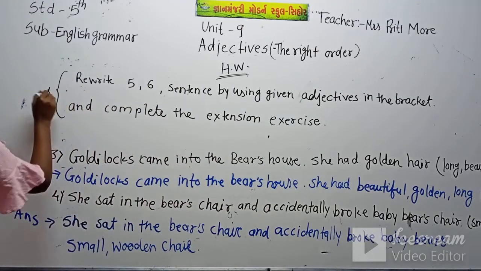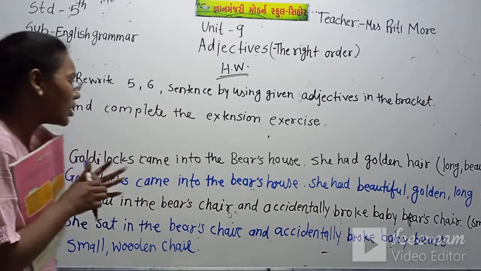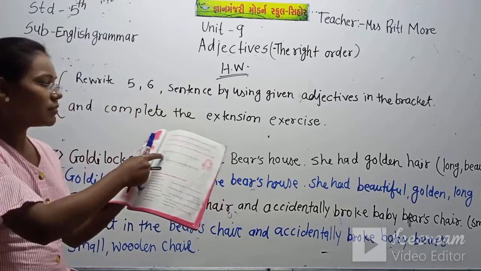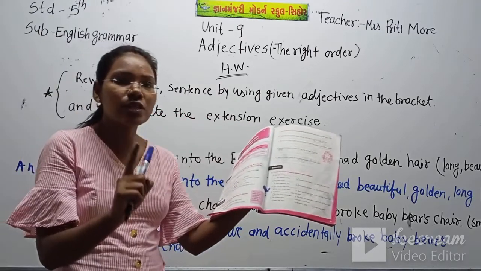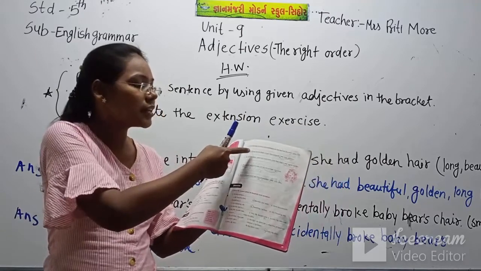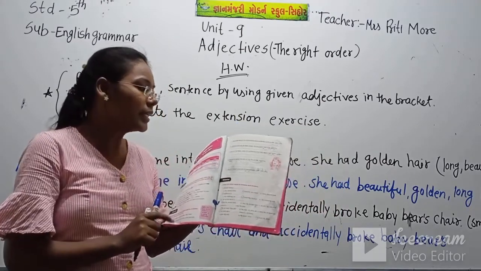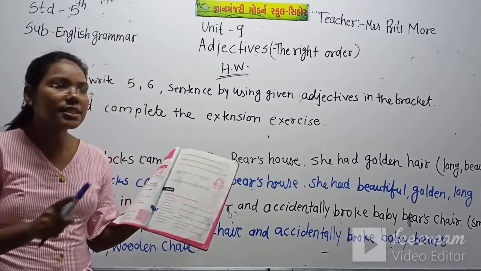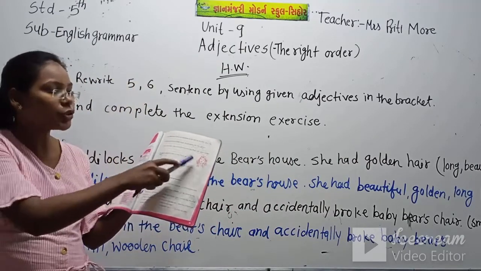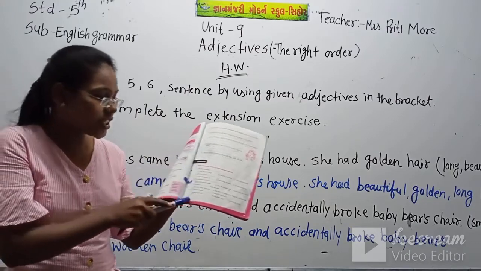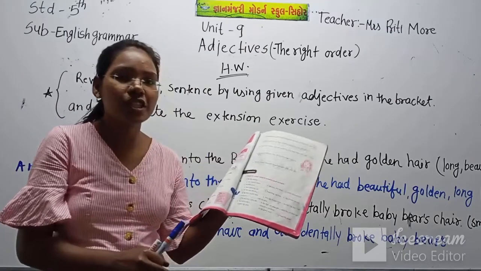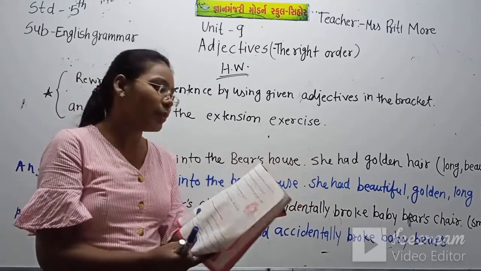So this is today's homework. These three sentences we have completed because in the practice exercise the first one is already done. So second, third and fourth we have completed here. Now the fifth and sixth you have to complete by using the proper adjective order, and the whole extension exercise you have to complete.